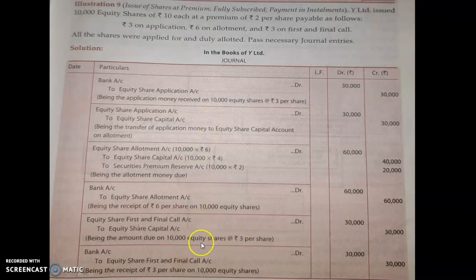So these are the 6 journal entries: 2 of application, 2 of allotment and 2 of first and final call account.